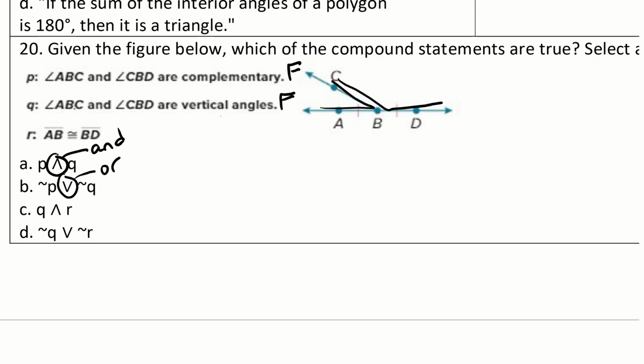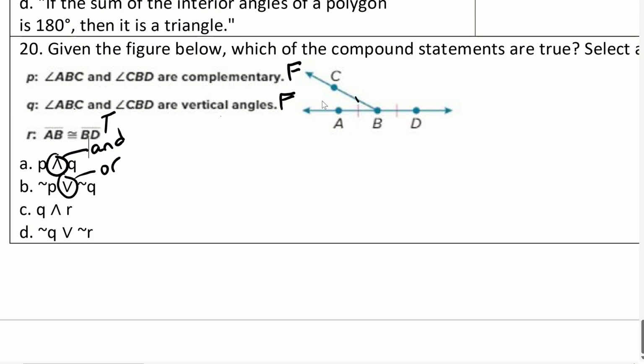Now let's look at R. AB is congruent to BD. Is that true? Is AB congruent to BD? Well, yes, because they mark it with the symbols here. They're saying that it's congruent. So yes, that's true. Okay, so this is true. So P is false, Q is false, and R is true.